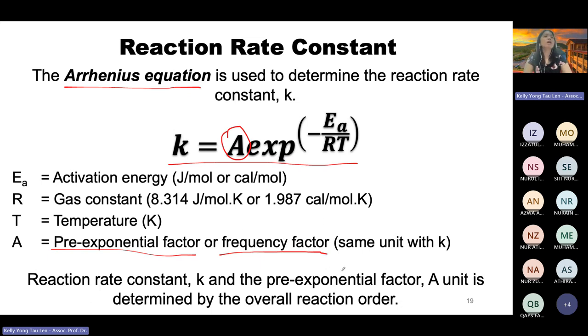Okay, so. The question is given K equals to A exponential. Exponential, you know, right? In bracket. Minus, negative is there, EA per RT. So remember I said K is influenced by temperature, right? That's why there's a T here. So maksudnya, if you see the correlation, to increase the value of K, my temperature must increase as well.